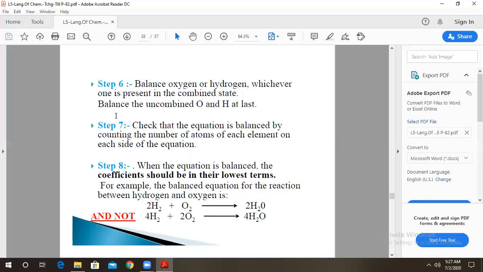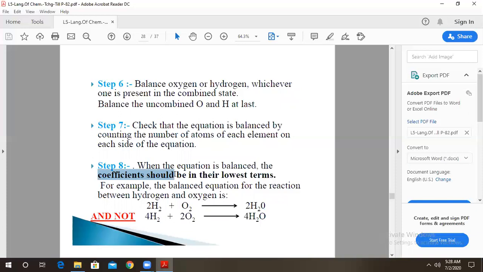Then balance the oxygen and hydrogen whichever is present in the combined state. Firstly, hydrogen and oxygen which are present in the combined state have to be balanced first, like OH minus, isn't it? But oxygen and hydrogen separate can be balanced at the last. By doing these things, see that the reaction is balanced, and see that you take it to the lowest coefficients.